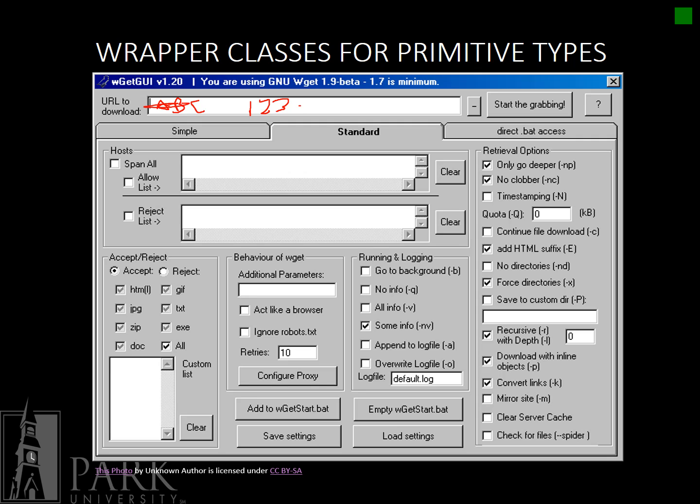So if we try adding 123 plus 4, we're not going to get 127. We're going to get 1234, because all we did was a concatenation. We didn't actually add the numbers together.